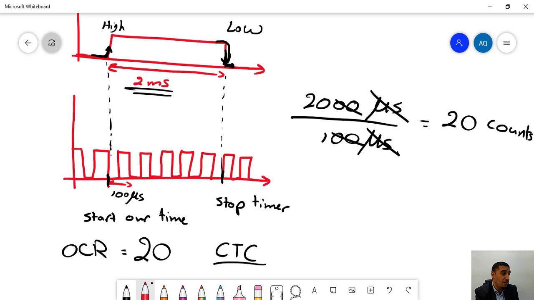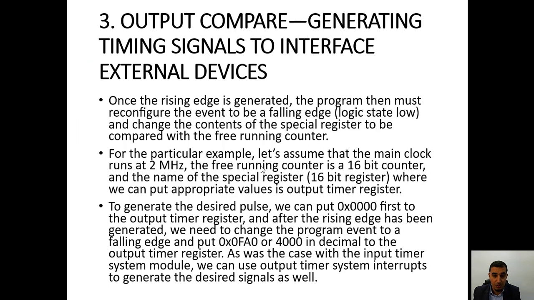The capturing of the event is quite important because microcontrollers run at very high speed, and it's somehow difficult to capture these signals. Again, this is an option for us to capture an event and produce an output signal. So once the rising edge is generated, in our example we saw it, the program must reconfigure the event to be a falling edge, low state logic, and change the contents of the special register to be compared with the free running counter.